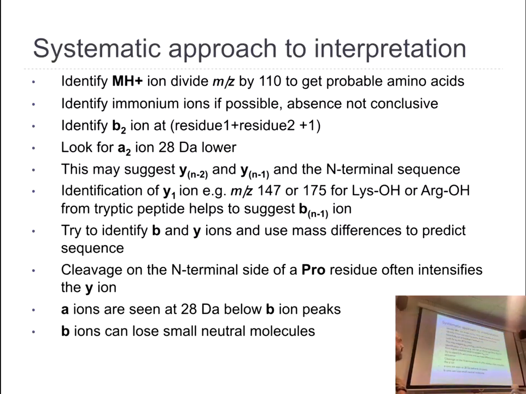So if you take the precursor and you divide it by 110, you get a feel of how many amino acids you've got. That's because 110 is like the average mass of an amino acid, right? It's not conclusive, but it gives you a feel. Then you can look at the low m/z and find ammonium ions. Now, you shouldn't stress if you don't find any of it, it doesn't mean anything. But if you find something, it's another constraint.